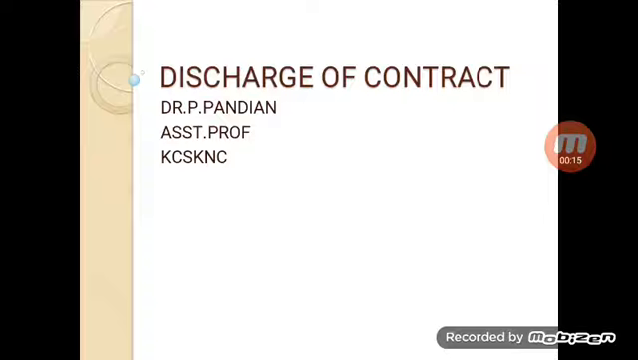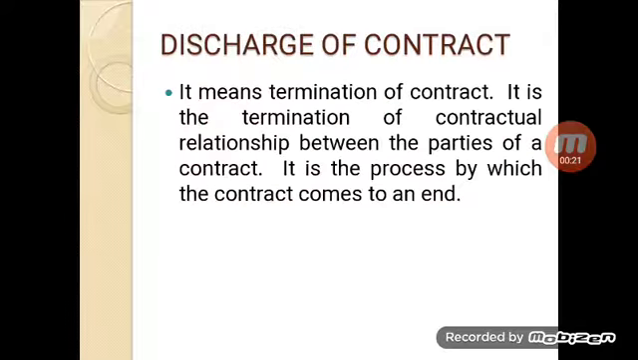The next important chapter in business law is discharge of contract. What do you mean by discharge of contract? Discharge of contract is nothing but termination of contract, terminating the contractual relationship between the parties. It is the process by which a contract comes to an end. It is called discharge.